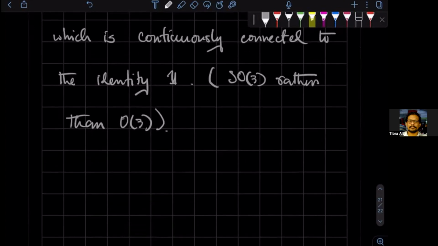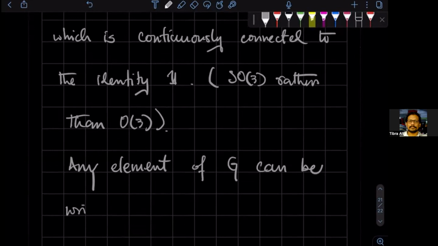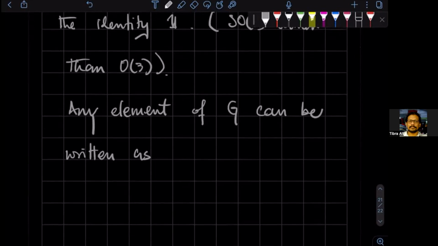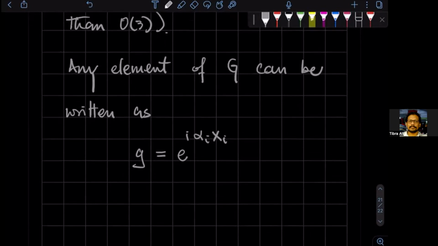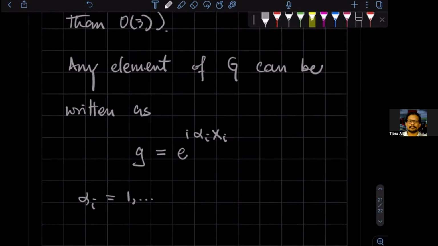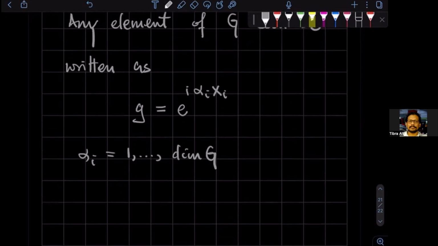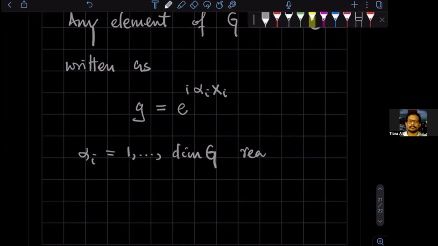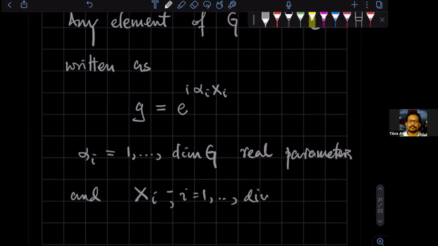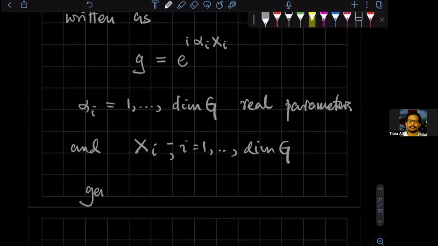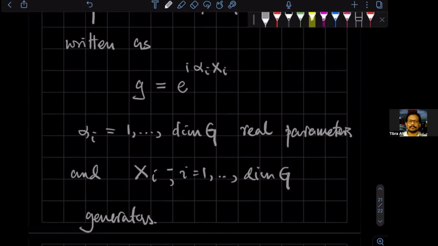Okay, so if we consider such a Lie group, any element of G can be written as e to the power i alpha_i xi_i, where alpha_i are the dimension-of-G real parameters, and xi_i are the dimension-of-G generators. Okay, we have shown this before.